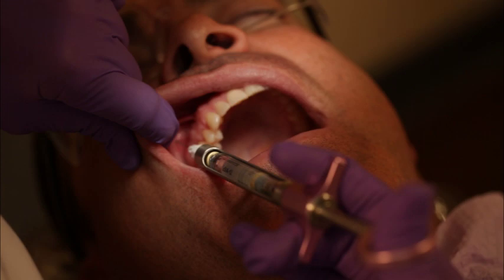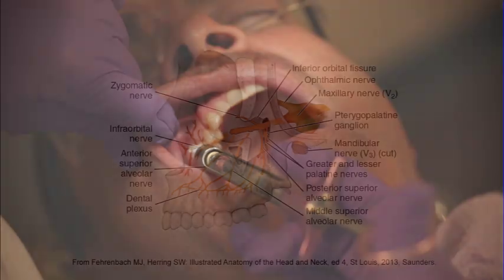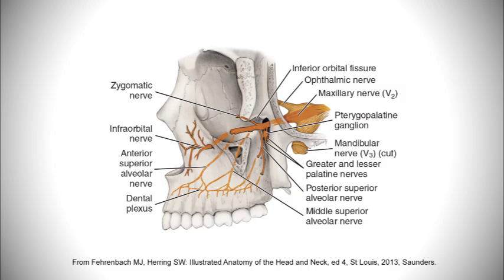The middle superior alveolar, or MSA block, may be indicated for dental procedures in the maxillary premolars and mesiobuccal root of the maxillary first molar. To ensure complete anesthesia to the entire quadrant, most clinicians administer this block even though the middle superior alveolar nerve may not be present. For individuals in which the middle superior alveolar nerve is absent, in approximately 68% of the population, the area is innervated by both the posterior superior alveolar and anterior superior alveolar nerves.